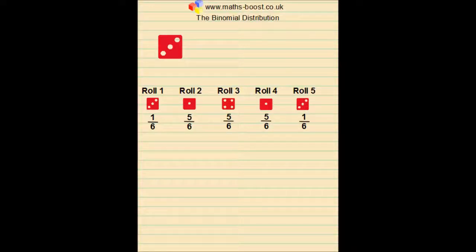So here we have the probability of rolling exactly 2 3s when we roll a dice 5 times. We multiply the probability together to get a total probability of 0.0161 or 1.61%. So at first glance it seems extremely unlikely that you're going to roll 2 3s. Well, you may well have noticed that actually there's more than one way to roll exactly 2 3s.